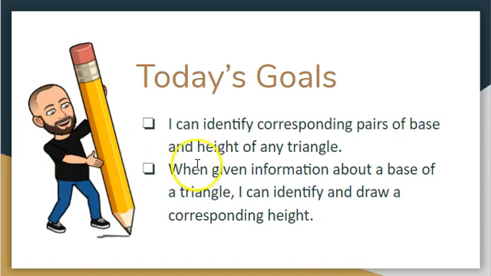So your I can statements are, I can identify corresponding pairs of base and height of any triangle. And when given information about a base of a triangle, I can identify and draw the corresponding height. Okay, so we should be all set to go.